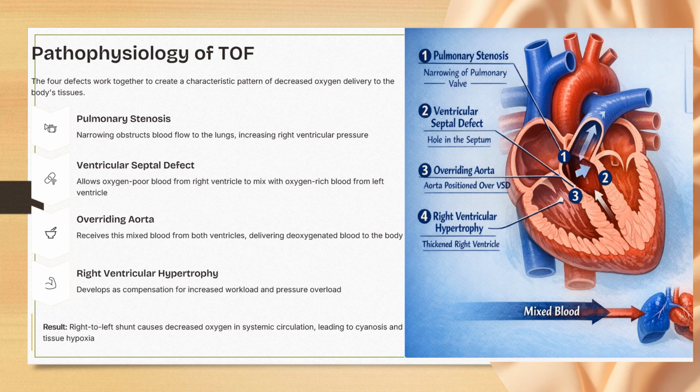And the fourth problem is right ventricular hypertrophy. This is happening due to increased workload and pressure. This is the reason right ventricular hypertrophy happens.